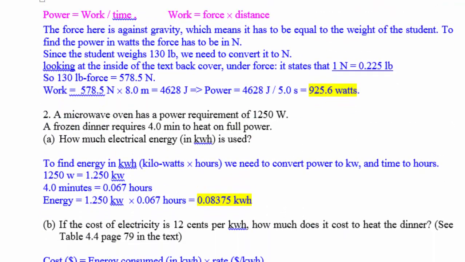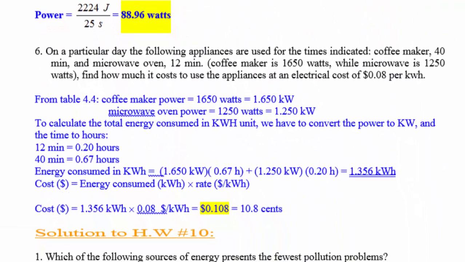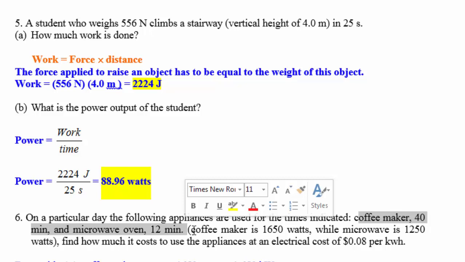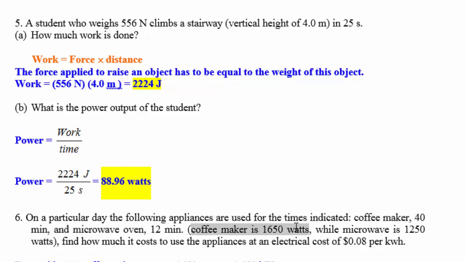Okay, let's look at more problems here in the homework. Let's look first at problem 6. Problem 6 is similar to problem 2 that we solved in the discussion exercises. The only thing, we are given 2 appliances instead of 1. We are given a coffee maker that was used for 40 minutes, and a microwave oven that was used for 12 minutes. And we are given the power rating of each one. The coffee maker is 1650 watts, while the microwave is 1250 watts.